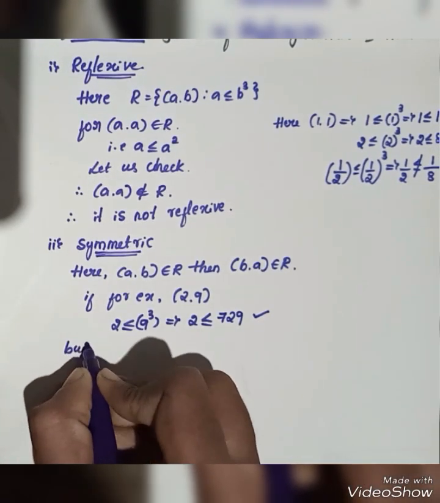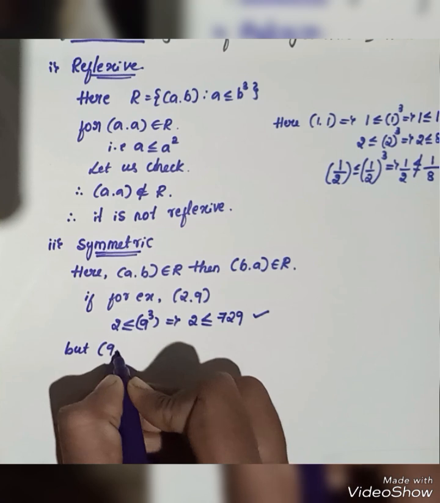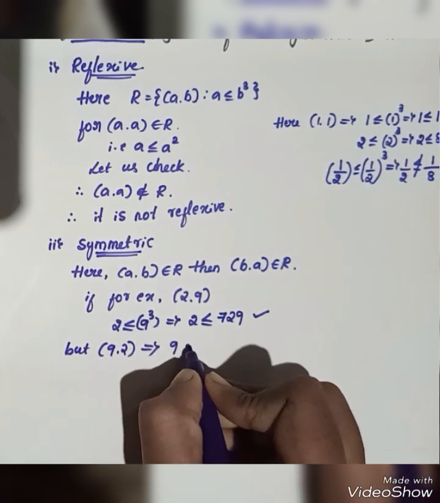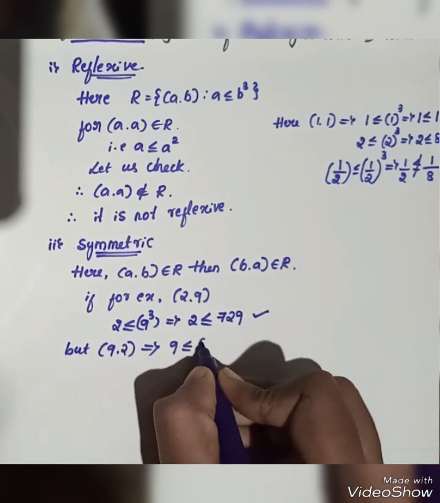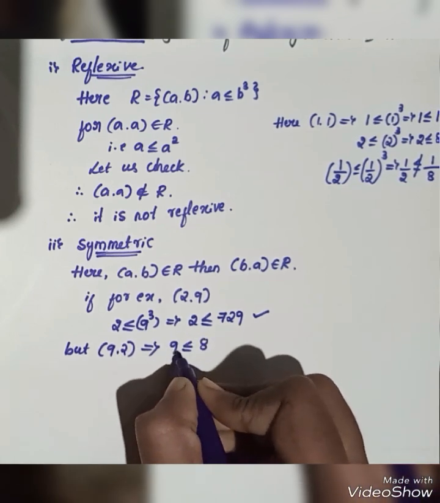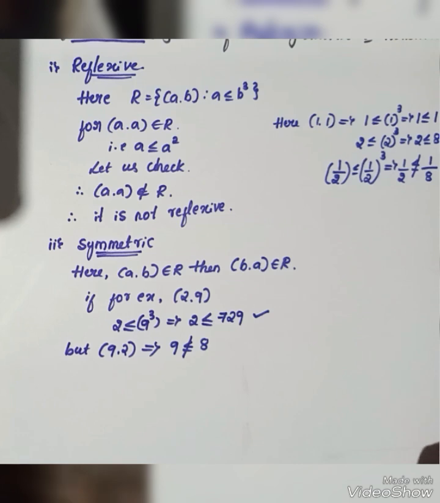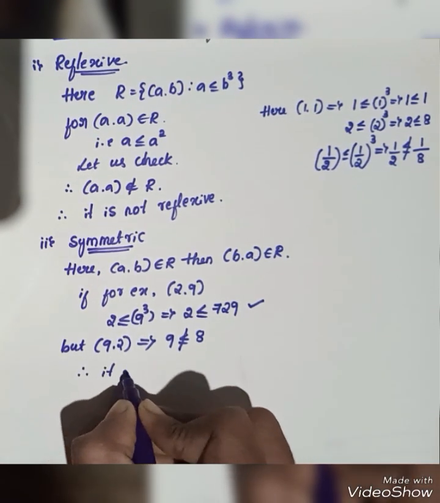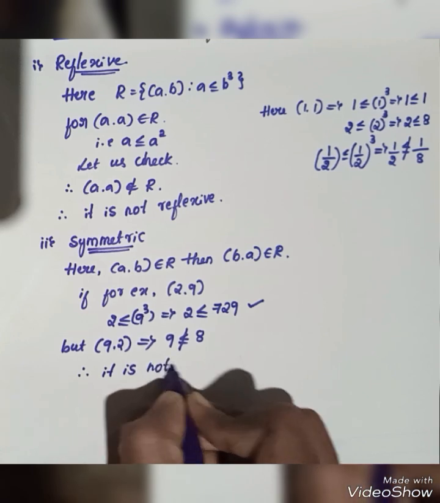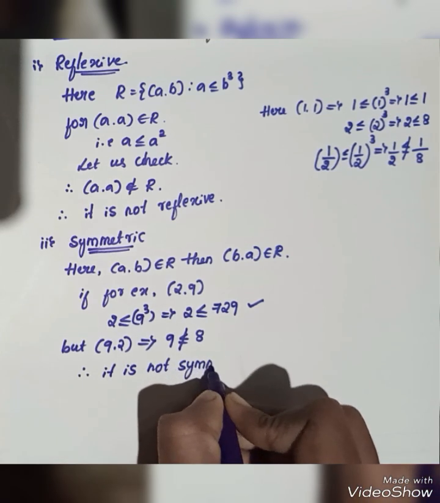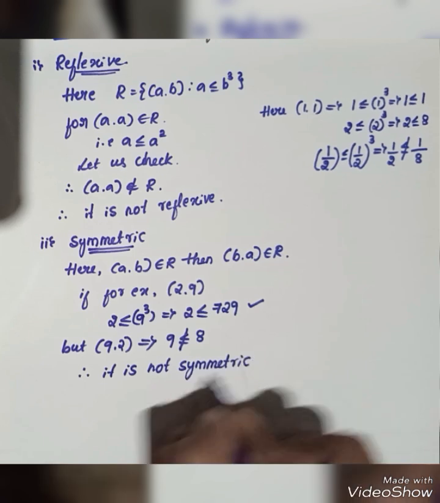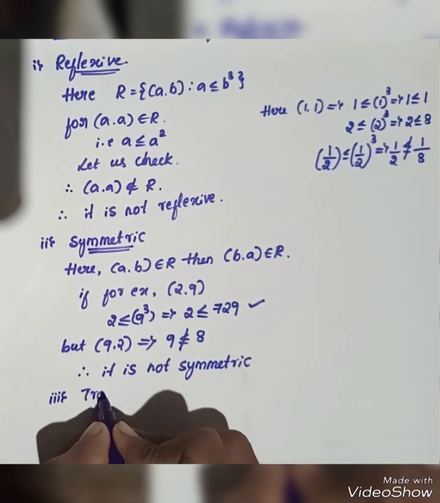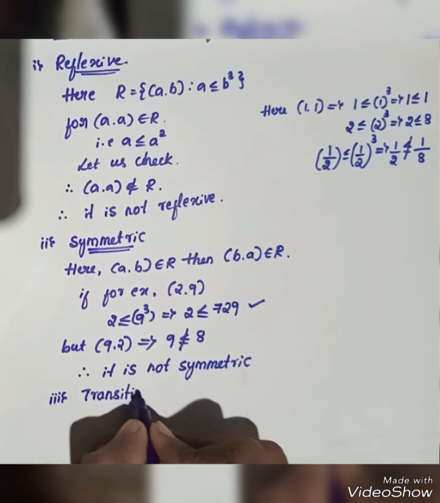But while taking (9, 2), the a value becomes 9, which should be less than or equal to 2 cube, whose value is 8. 9 is always greater than 8. The condition is not satisfied. Therefore, it is not symmetric. Again, for the transitive condition.